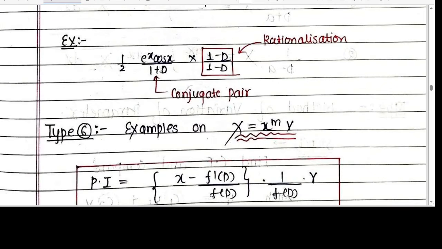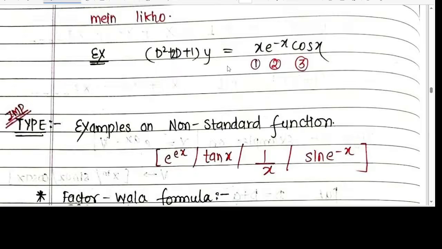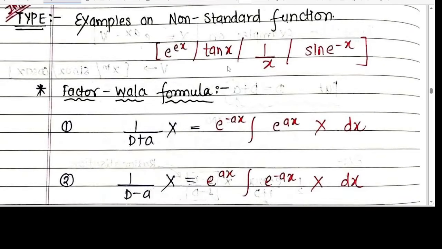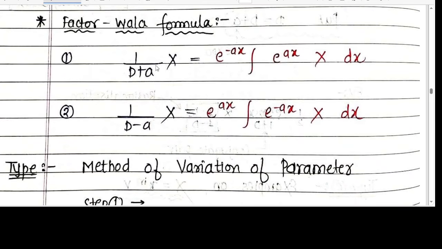And here suppose 1 plus D has come in the denominator, then you need to multiply by 1 minus D and divide also by 1 minus D, and we have to do the remaining part here. Right, now this is a general method. We know that 1 upon D plus a into capital X is there, then e raised to minus ax inside the integral e raised to ax into this capital X into dx. This is a general method.